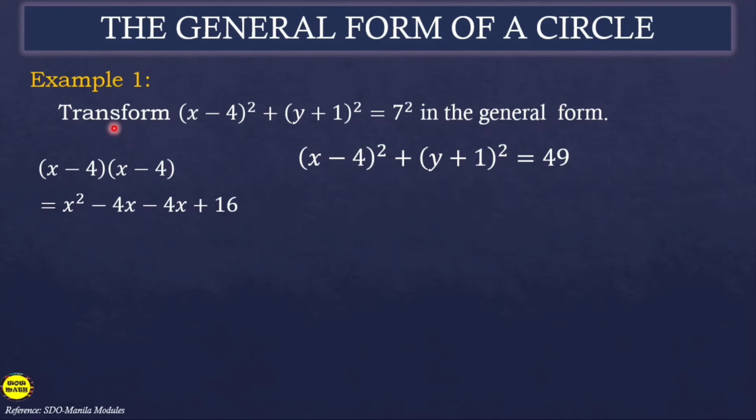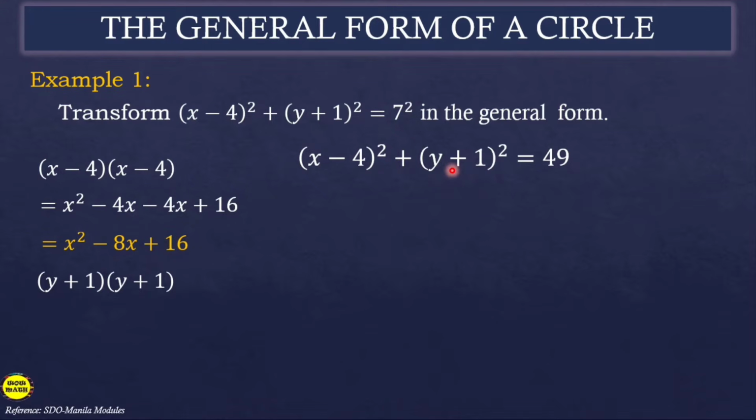Okay? So, x times x, that is x squared. X times negative 4, that is negative 4x. Negative 4 times x, that is negative 4x. Negative times negative, that is positive 16. And then, combine similar terms. Copy x squared. Ito, pagsasamahin natin. Negative 4x minus 4x, that is negative 8x. Copy, positive 16. Then, yung isa pa, y plus 1.